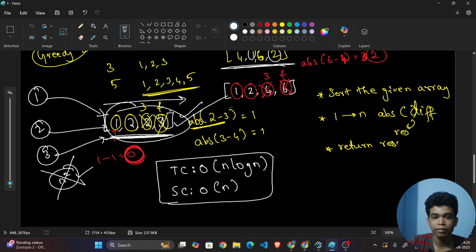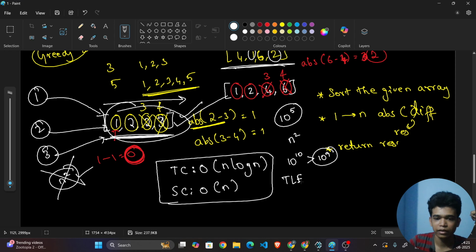Since in Turing they will be giving a test case that runs up to maybe 10 power 5, okay, 10 power 5 or 10 power 6. So for this 10 power 5, if I go with the n square approach, then it will be 10 power 10, which is greater than 10 power 9, the clock time. Okay, then it will be showing the TLE. Hope you understand this. Okay, that's why I'm going with this approach of sorting the array first, then I am just finding the difference next.